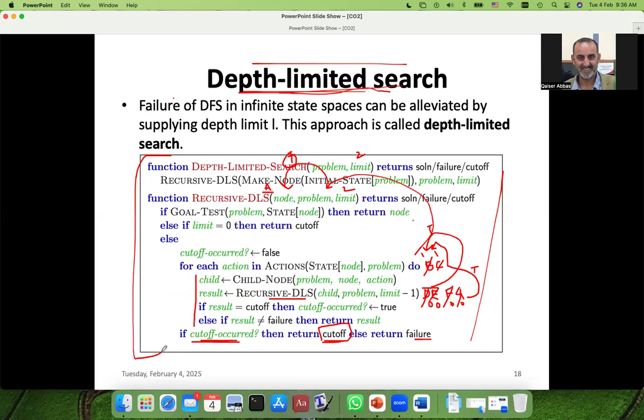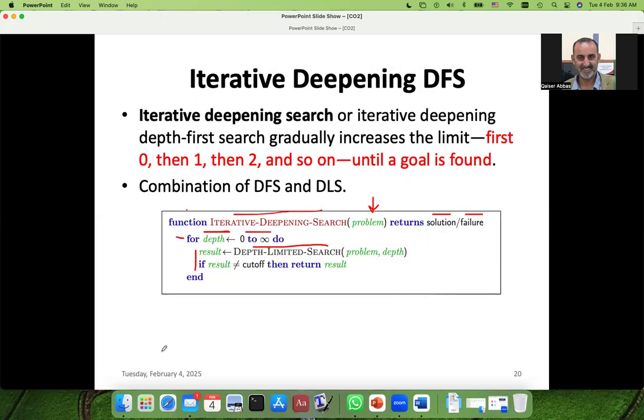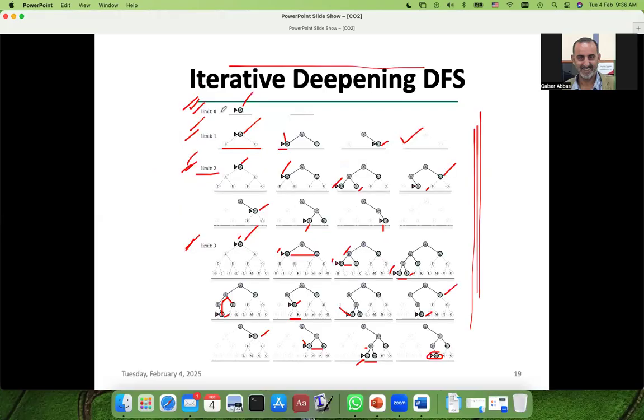So we are calling this DFS here, and we are passing the problem and the depth, whatever the depth is. Initially, the depth is 0. And when depth is 0, it will execute like that. If your goal is M, then the initial step will execute like that.